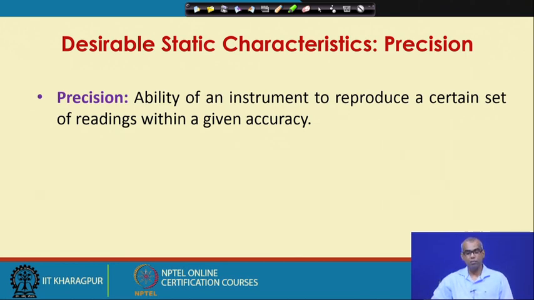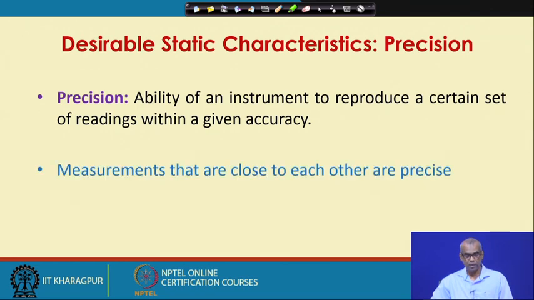Next, we talk about another desirable static characteristic, precision. Precision is the ability of an instrument to reproduce a certain set of readings within a given accuracy. So, within a given accuracy, how close several readings of the same measurement agree with each other. Measurements that are close to each other are precise.